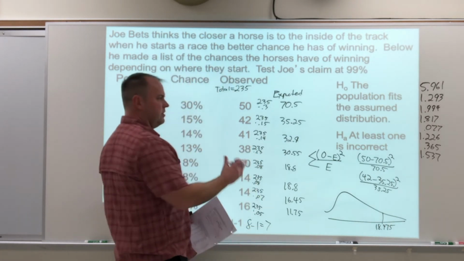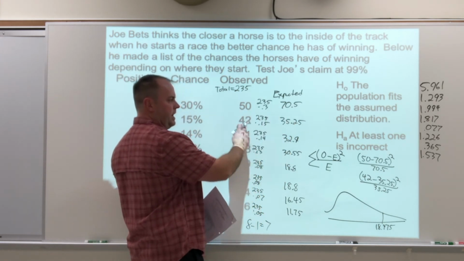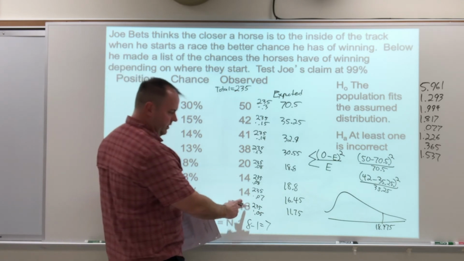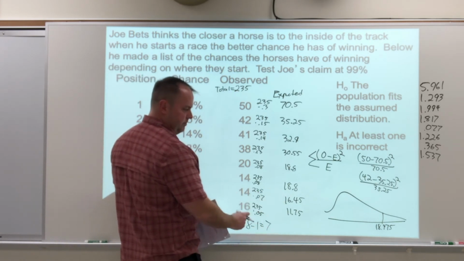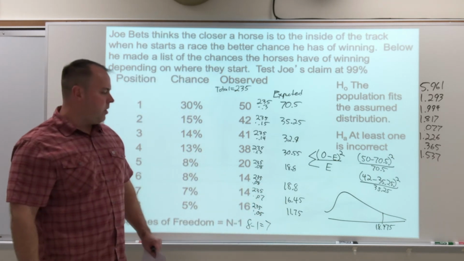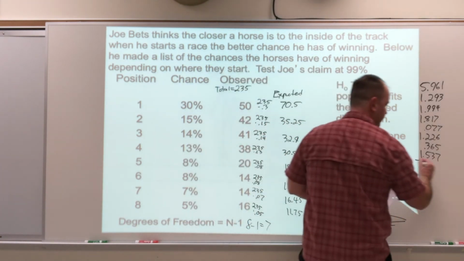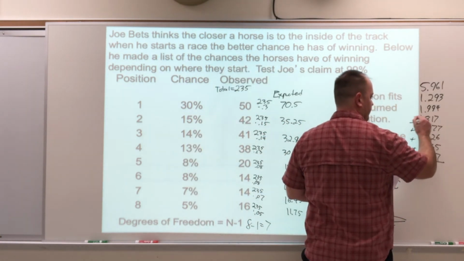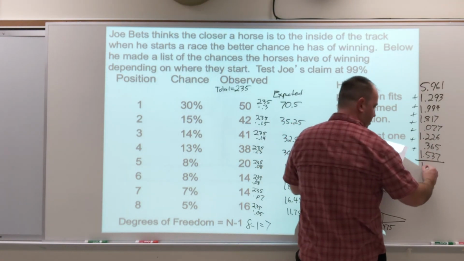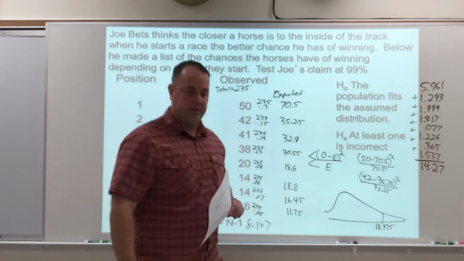This time these values are not exactly right next to each other. 50 to 70.5, 42 to 35.25. Down here they're fairly close. 14 to 16.45, 14 to 18.8. So some of them are very close to each other. If you were to add all those up, you should get about 14.27 would be our test statistic.